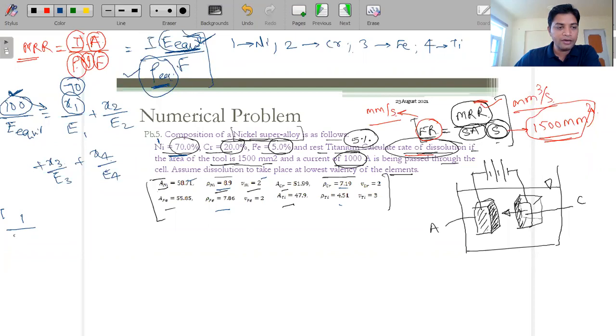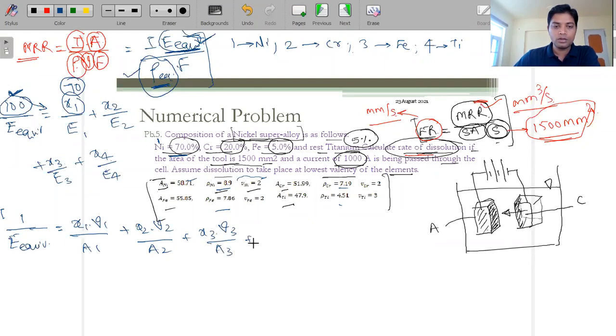So 1 by E equivalent will be equal to x1 for the nickel, that is 0.70 into V1. V1 is how much? Please check. This is the valency. Okay guys, let's take one more step. This is x1 into V1 upon A1, plus x2 into V2 upon A2, plus x3 into V3 upon A3, plus x4 into V4 upon A4. So all the data is given to you, just put the data and get the answer.